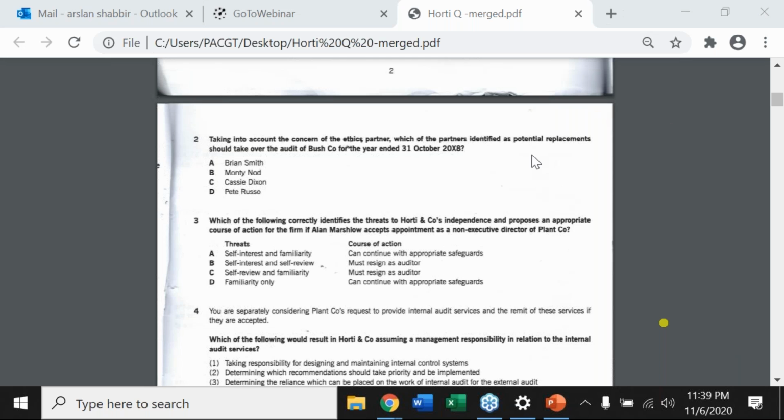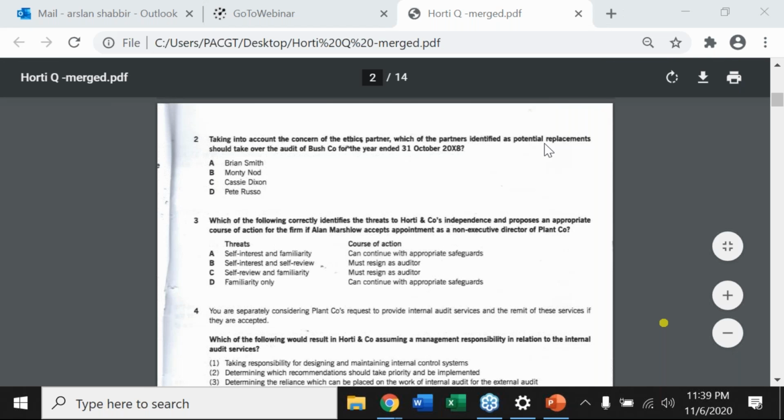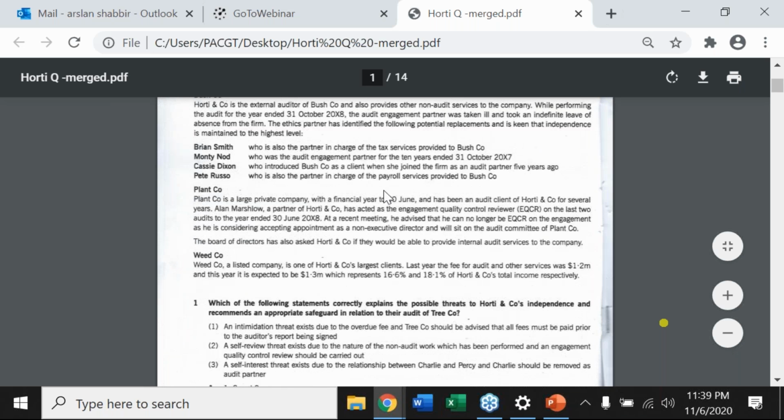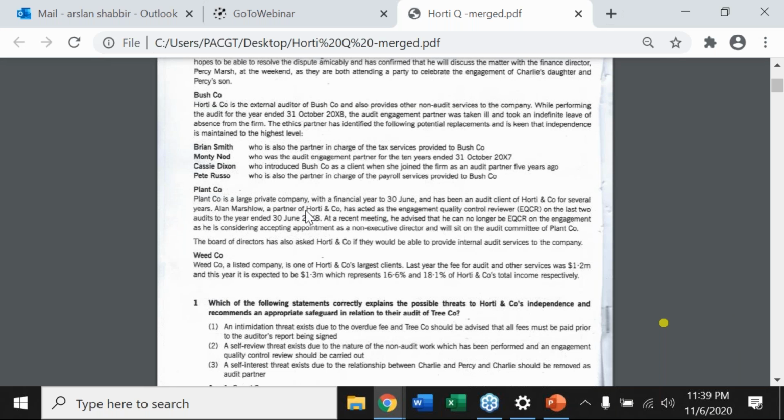Okay, we are going to read the question, the third paragraph. Plant and Co. is a large private company with the financial year to 30th June and has been an audit client of Houghty and Co. for several years. Alan Marshall, a partner of Houghty and Co.